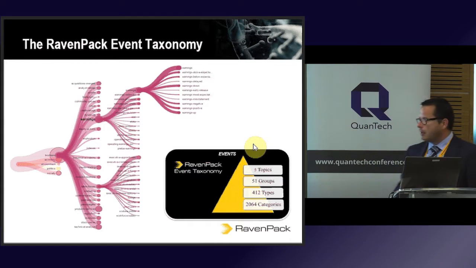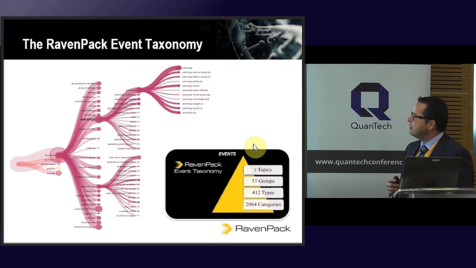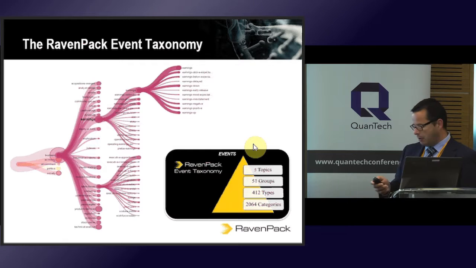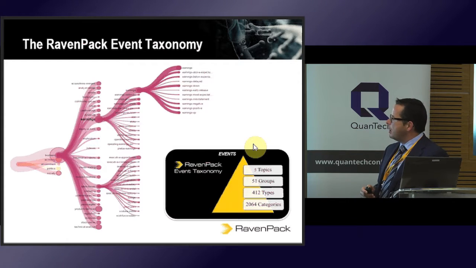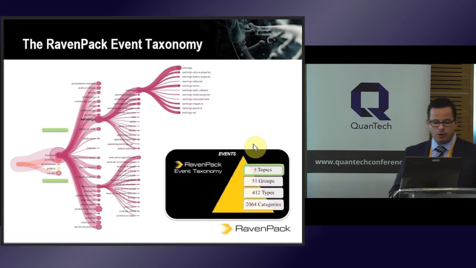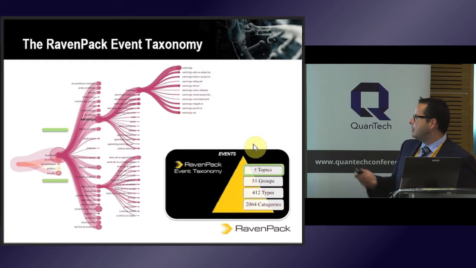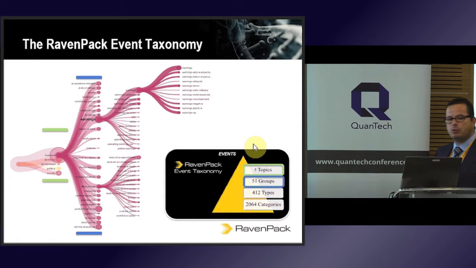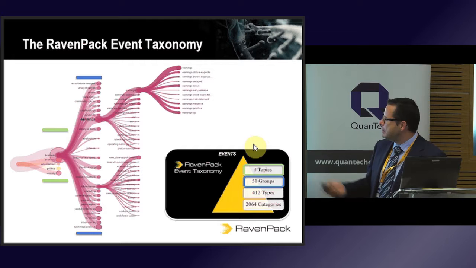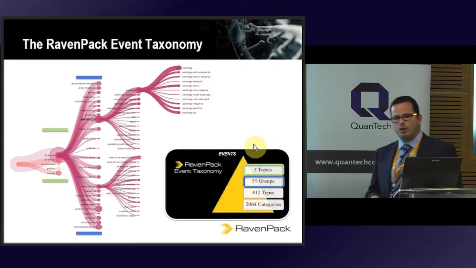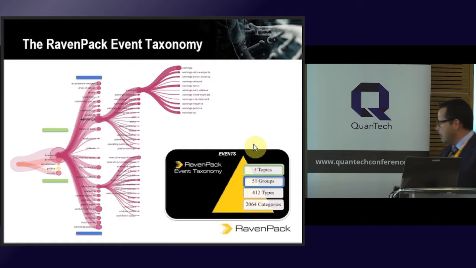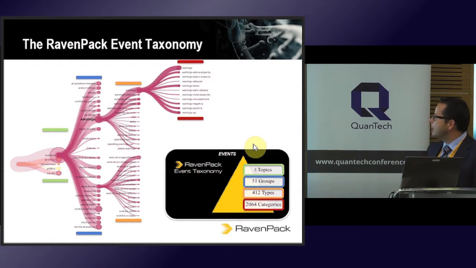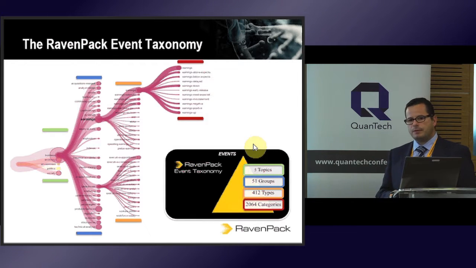So let's take a closer look at the taxonomy here. This is a tree visualization of our taxonomy. From top to bottom, we can find 5 different topics: business, economy, environment, politics, society. At the next level, we expand more than 50 groups, with events like earnings, analyst ratings, insider trading, layoffs, etc. The next level covers more than 400 types. And globally, we cover more than 2,000 different categories.